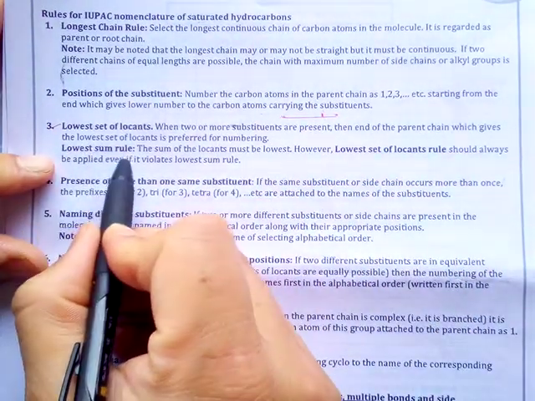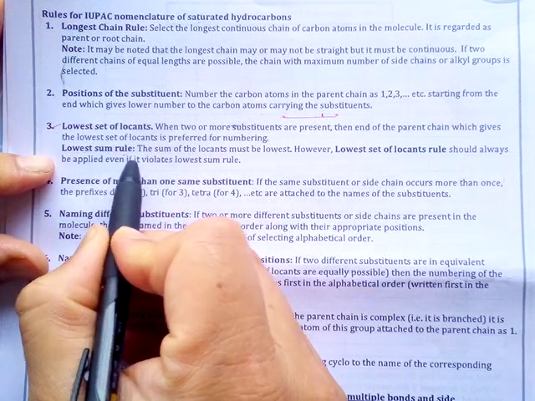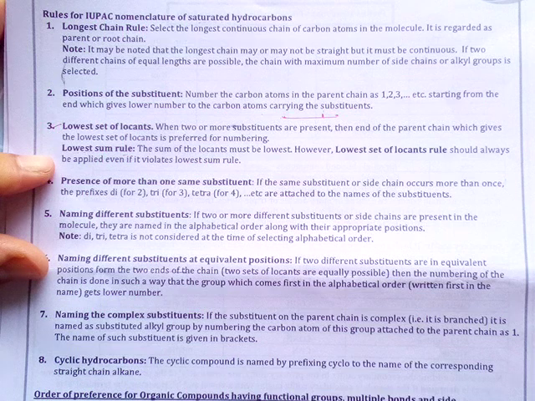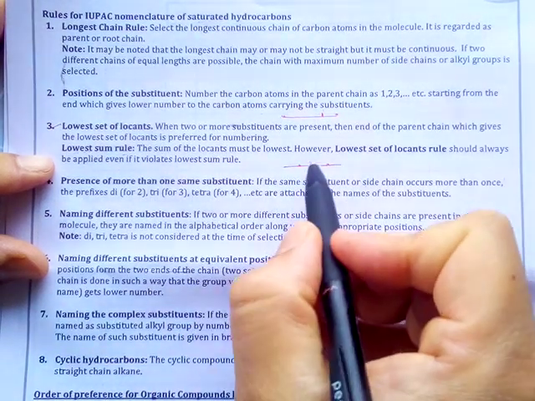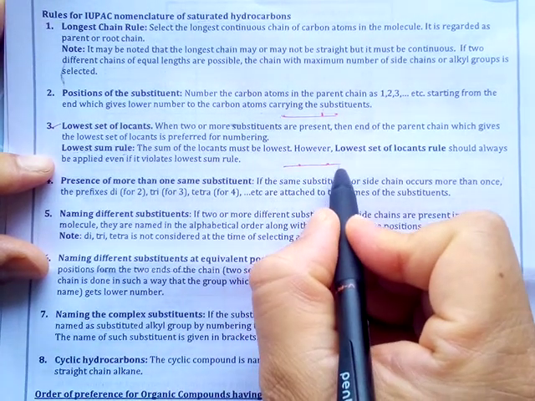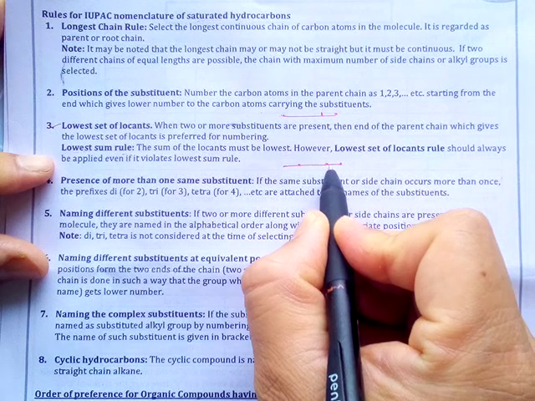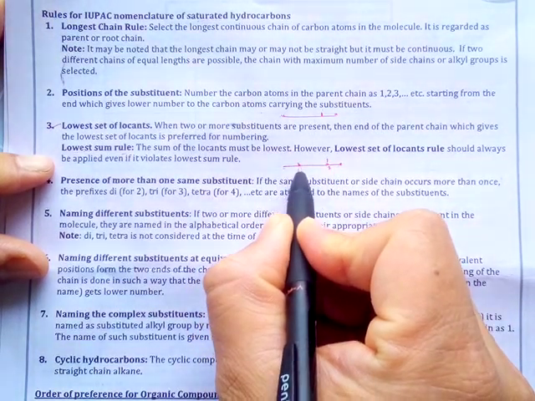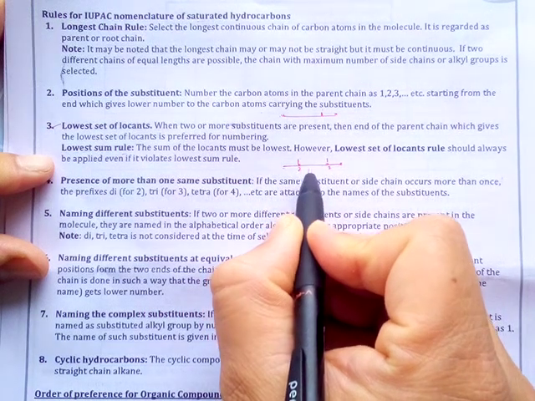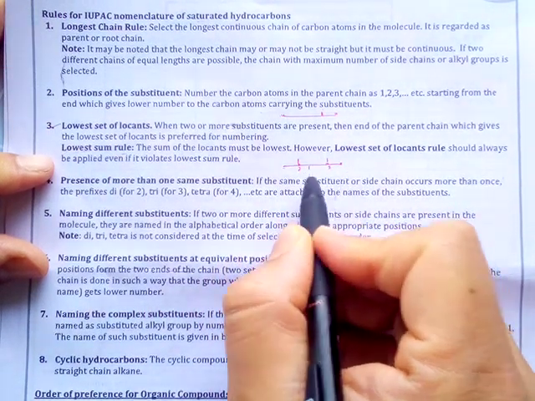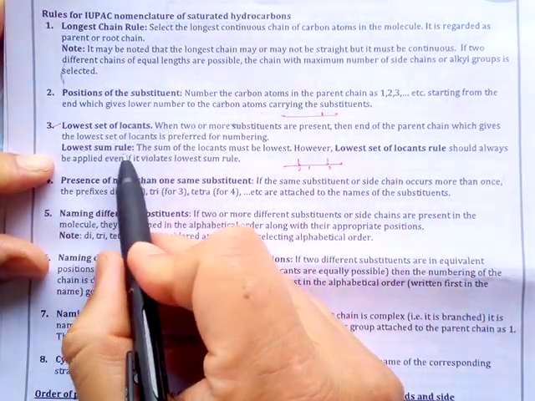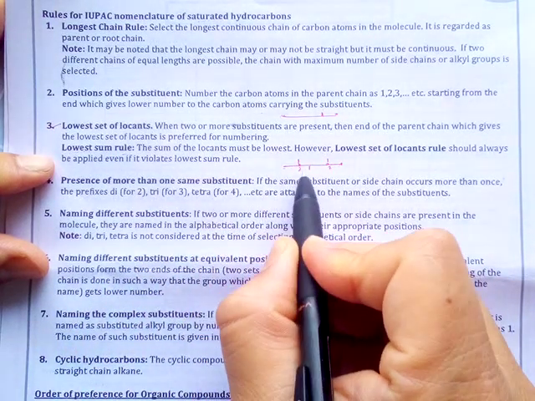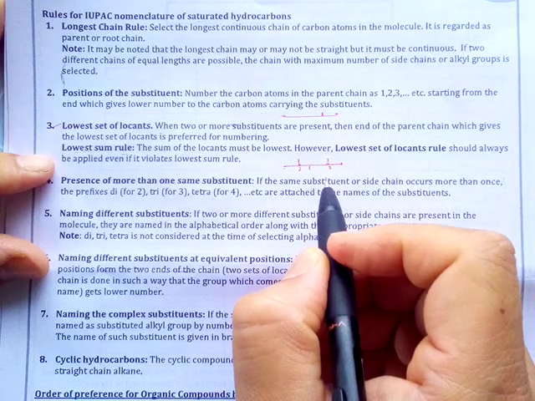Similarly, the next is the lowest sum rule. It says that when there is a tie, like if I'm going from this side and at the two position there is one branch, and again going from the other position there is another branch at the two position, and there are other branches also here, then you have to go for the lowest sum rule. So when there is a tie, you go for the lowest sum rule. We'll deal with this later on.